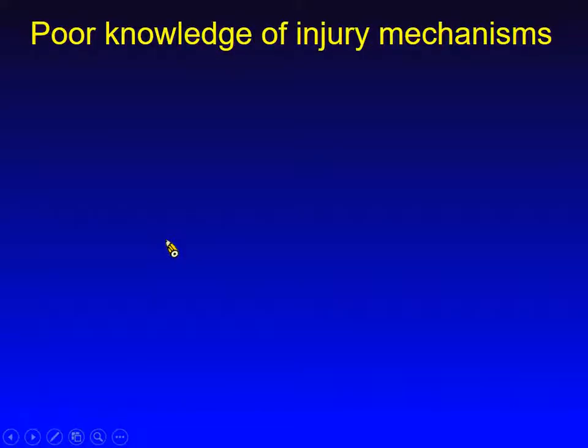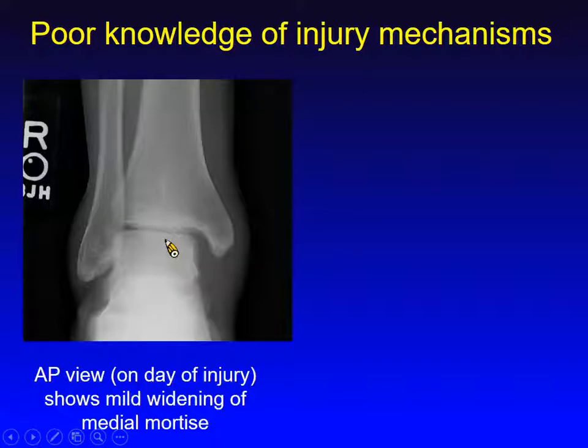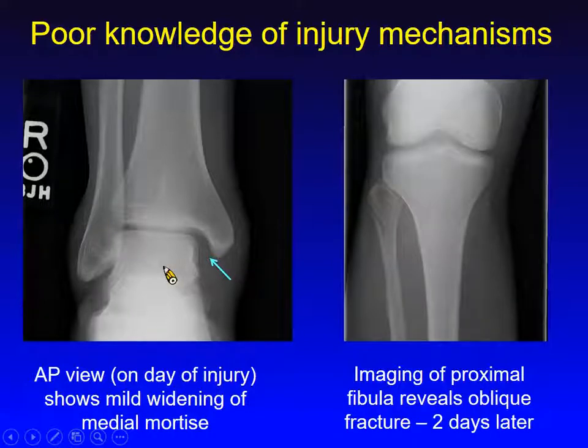Also, knowledge of injury mechanisms can be very important. For instance, we see this patient with ankle pain, and on the AP view on the day of the injury there's some mild widening of the medial ankle mortise. But if you just call that mild widening, and you don't realize that medial ankle widening is usually indicative of injury to the deltoid ligament, and usually related to an eversion type injury of the ankle. With eversion type injuries, the talus will hit the fibula. And if you don't see a fracture in the distal fibula, you have to suspect a fracture more proximally, or higher up.